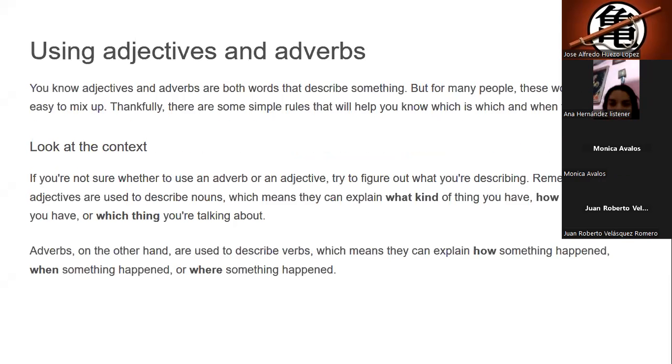Okay, so using adjectives and adverbs, let's see. Ana Hernandez, could you please help me with this?